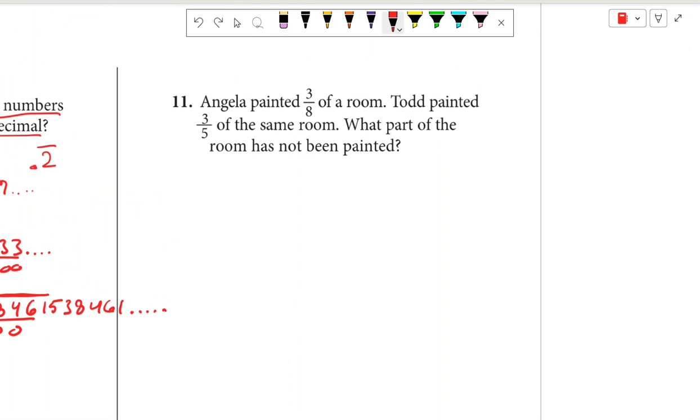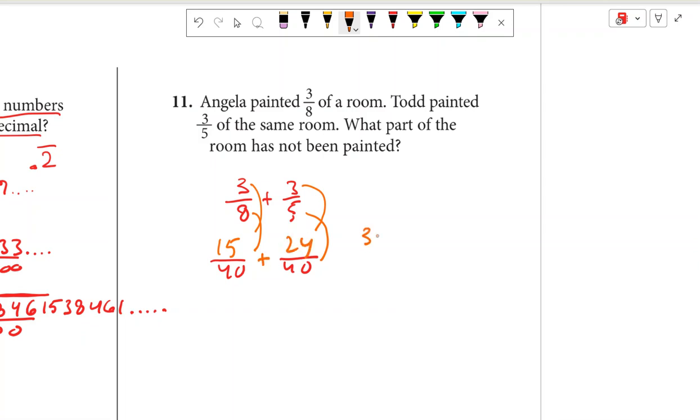All right, so we're going to add these together to find out how much of the room has been painted. Now, to add fractions together, you have to have like denominators. So we're going to say that both of these have a denominator that's alike, 40. So again, 8 times 5 is 40, and 3 times 5 is 15. 5 times 8 is 40, and 3 times 8 is 24. We're going to add these together to get 39/40 of the room has been painted. They're almost done.